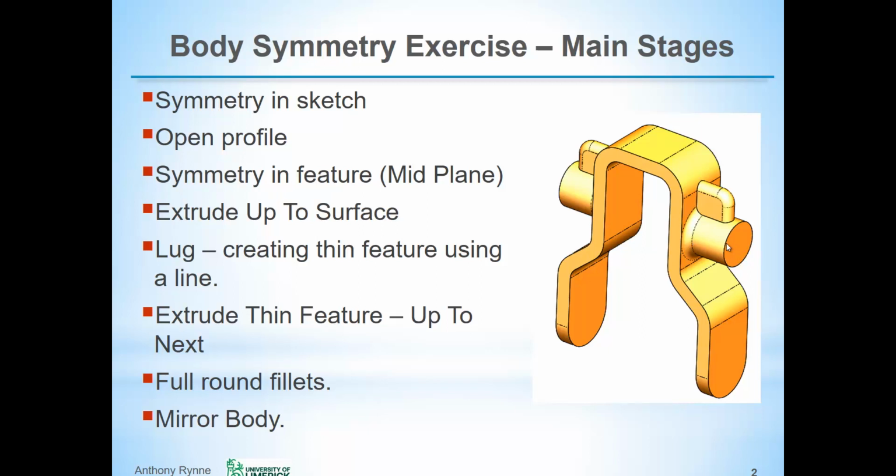When we're creating the boss here, we'll use the up to surface in condition to extrude from here up to the surface here. This lug feature here we'll create again using the thin feature, and we'll use the up to next in condition. The fillets here on the lug and also on the bottom here are what are called full round fillets, and we'll use this option in the fillet tool. We'll complete the exercise by using the mirror body option when mirroring the component.